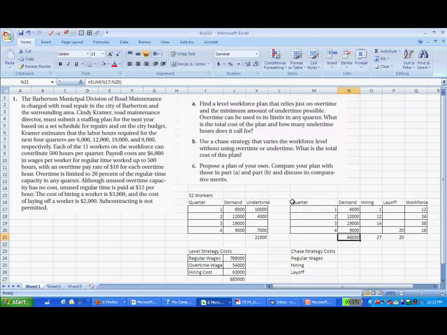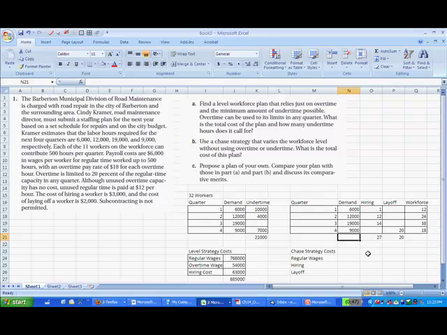Okay, and 46,000 hours times a payroll cost of $6,000 per quarter. Oops, that's not right. I'm multiplying it by the wrong thing.